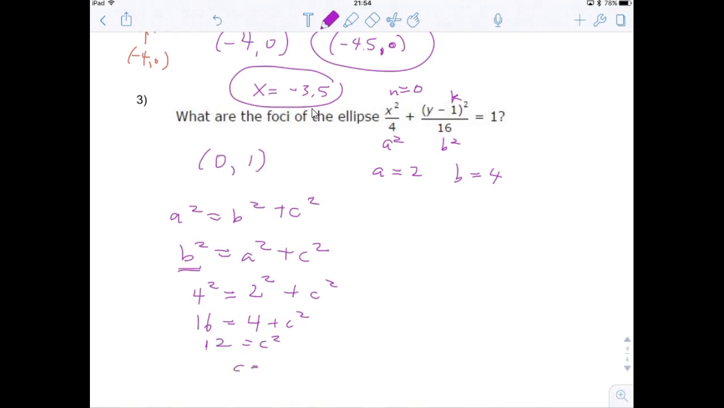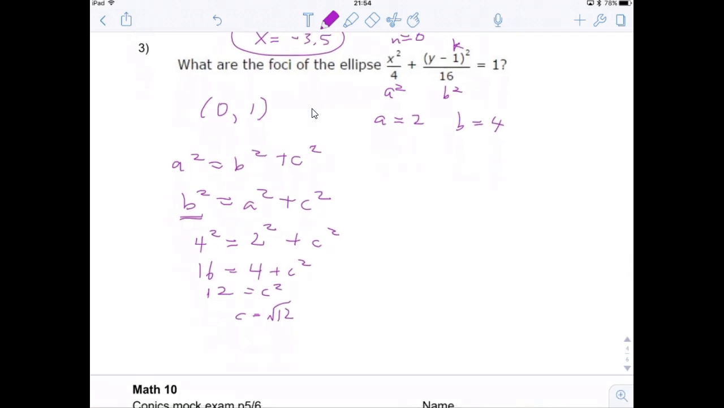c is equal to the square root of 12, which you could write as 2 square root of 3. So this is the focal length, the distance of each focus from the center. The center is (0, 1).